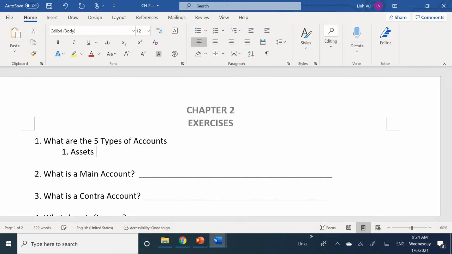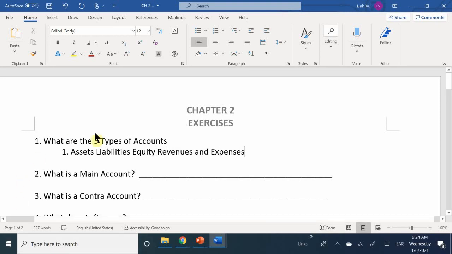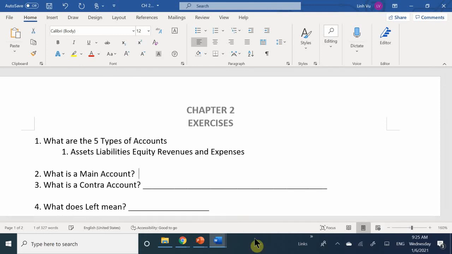Yes, assets, liabilities, equity, revenues, and expenses. Yes. All right, number 2, what is a main account? What is a main account? Umbrella account. Yeah, it's sort of a primary account that's made up of all the sub accounts and contra accounts.